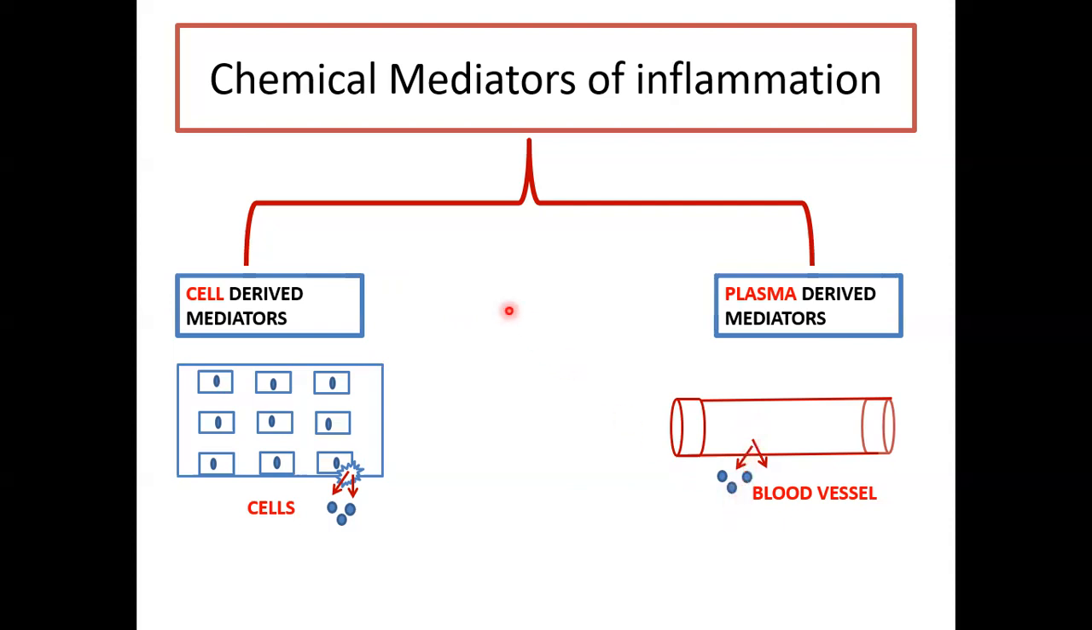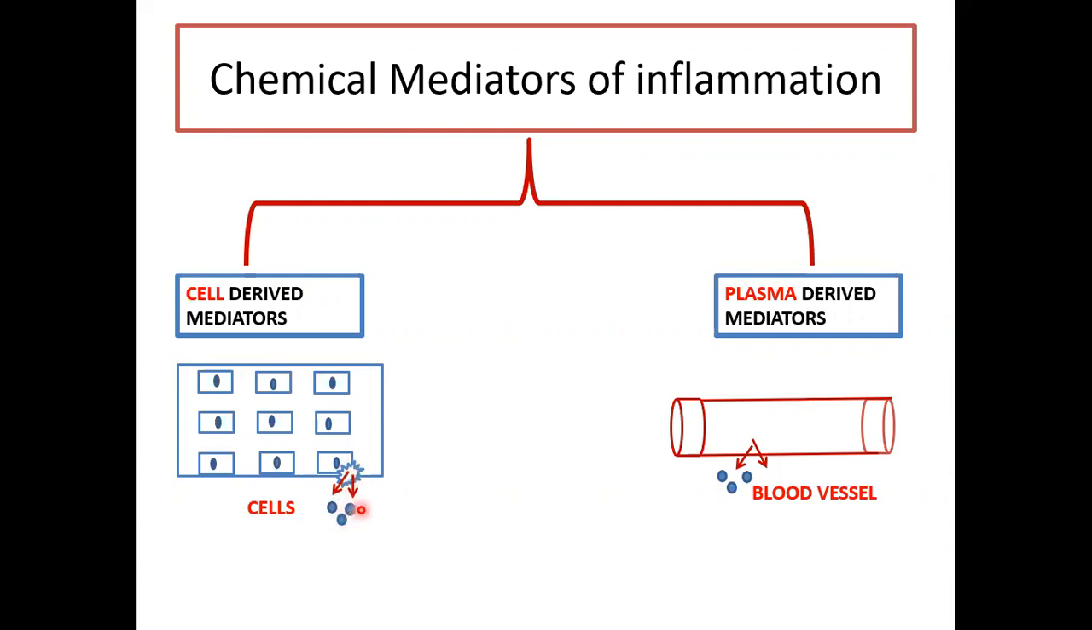So the components of chemical mediators are cell-derived mediators and plasma-derived mediators. When you say chemical mediators, they come from the cells and from the plasma. Plasma is in the blood vessel, and the cells are near the blood vessel, and between them there are chemical mediators.